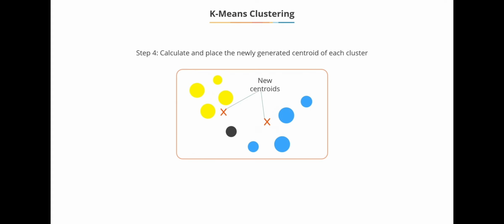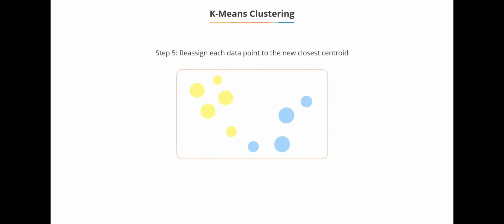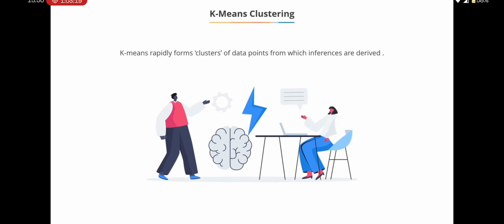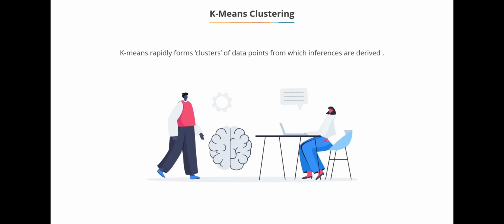Step 4. Calculate and place the newly generated centroid at each cluster. Now a centroid is generated considering the newly formed clusters. Step 5. Reassign each data point to the new closest centroid. If no reassignment happens, then stop, else go to step 4. Here, the black color data point was close to the blue cluster but far from its centroid, hence it got assigned to the yellow cluster. As you can see, K-means rapidly forms clusters of data points from which we can derive inferences.